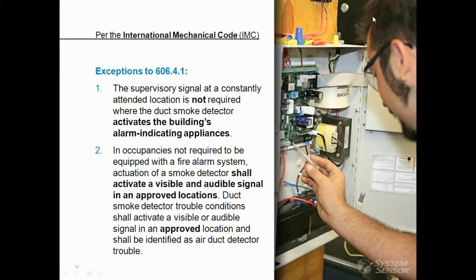Second, if there is not an installed fire alarm system, an activated duct smoke detector will have to send a signal to a remote accessory and provide both audible and visible indication in the approved area when an alarm condition is present. And then if there is a trouble condition, you have to send either or, so either an audible or a visible signal. So both are required for alarm, one or the other is required for trouble.